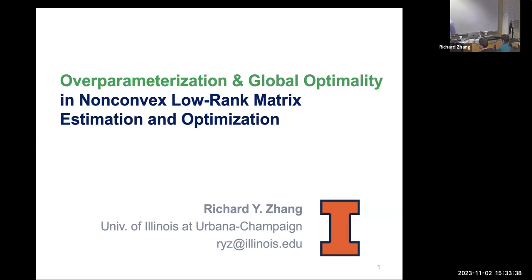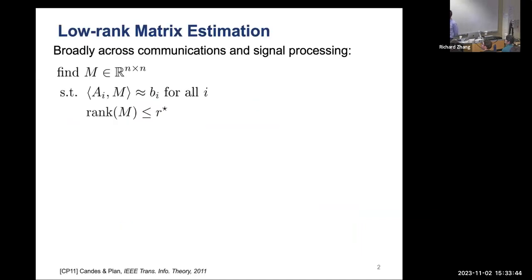So let's begin by talking about exactly what we mean when we say low-rank matrix estimation and optimization. Low-rank matrix estimation appears widely in communication and signal processing. That's why we care about this problem so much, in which we're trying to find an n by n matrix that doesn't need to be square. It's low rank. Perhaps we have linear measurements, perhaps we have nonlinear measurements, but the key challenge is that the constraint that this matrix is low rank is non-convex.